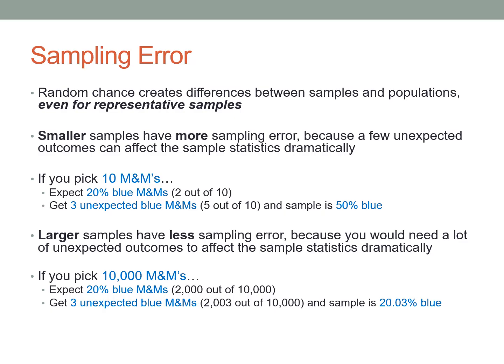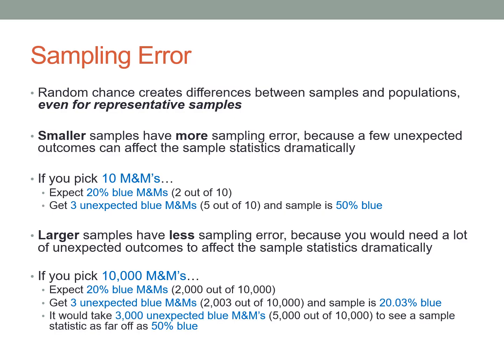What would it take for my large sample to be as wrong as my small sample? Well, the answer is about 3,000 unexpected outcomes. So you would have to be incredibly, incredibly unlucky, or I guess lucky, depending on what you're betting on here. But it would take some very, very unlikely events, 3,000 unexpectedly blue M&Ms, out of the course of those 10,000, to give us a sample proportion that is 50% blue. In other words, that's as wrong as what we got with 3 unexpected outcomes in our small sample.